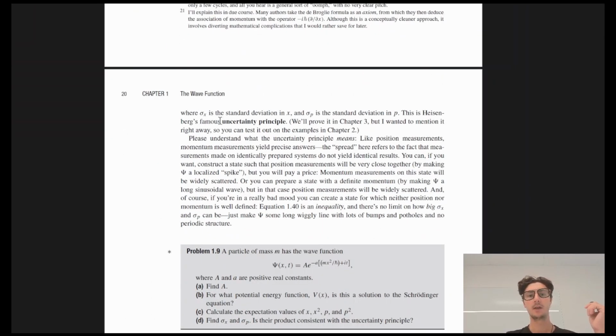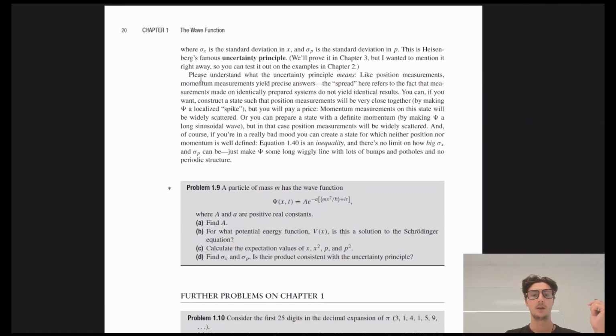Where sigma x is the standard deviation in x, and sigma p is the standard deviation in p. This is Heisenberg's famous uncertainty principle. We'll prove it in chapter 3, but I wanted to mention it right away so you can test it out on the examples in chapter 2.